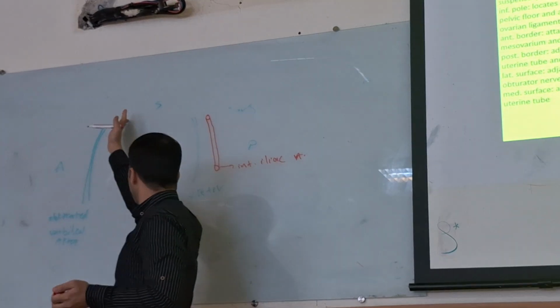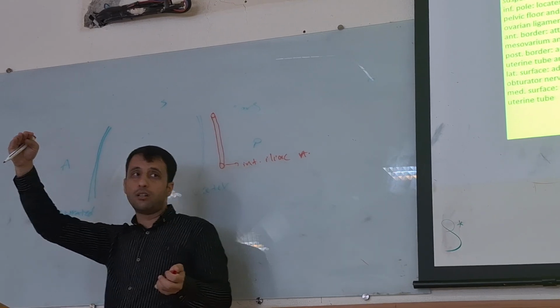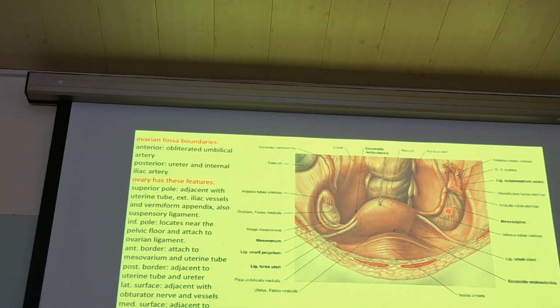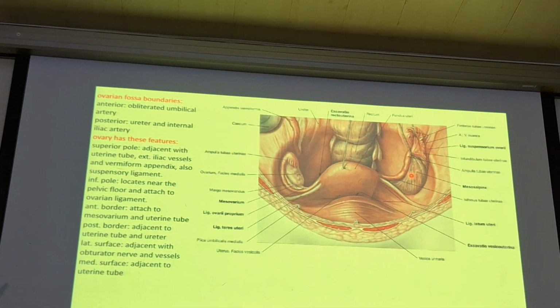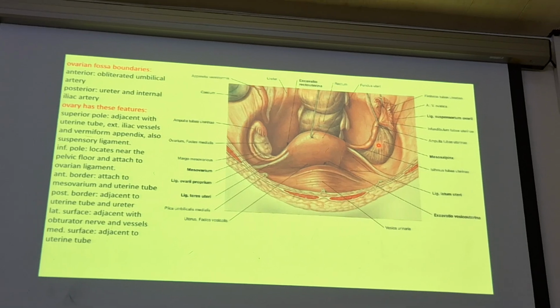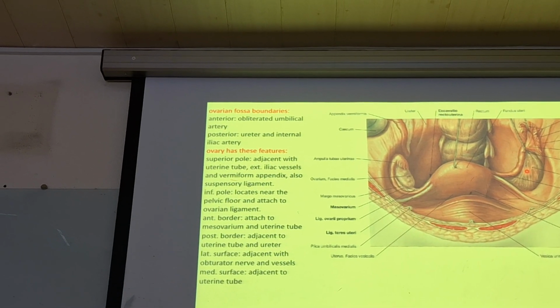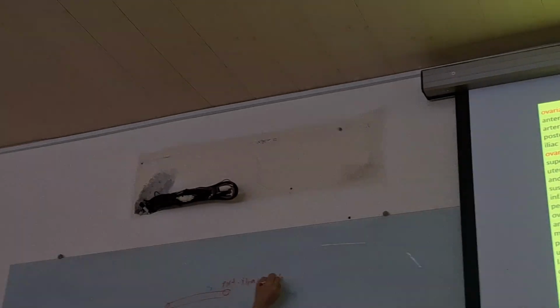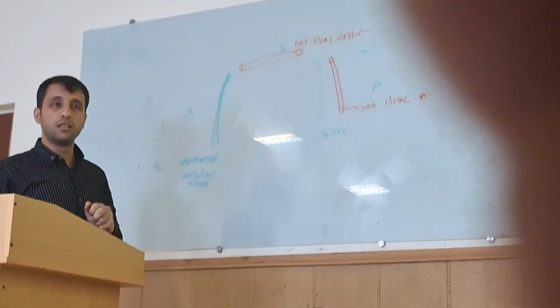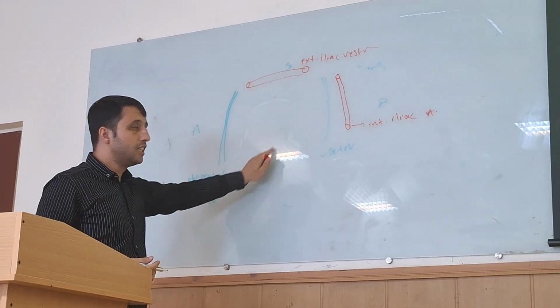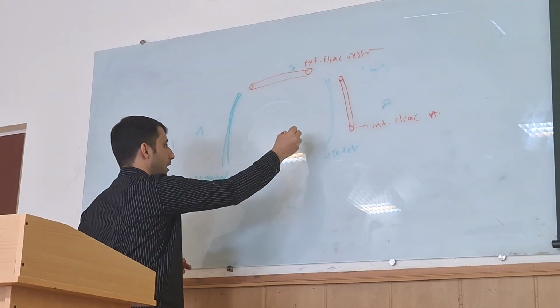What structures are located in the superior part? Look at here. In the superior part we have the external iliac vessels. External iliac vessels are the superior boundary of the ovarian fossa. So, the ovary is located in this area. Here we have the ovary.